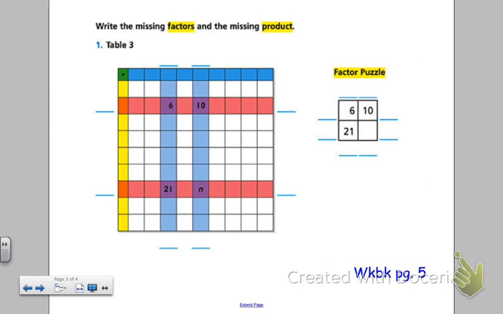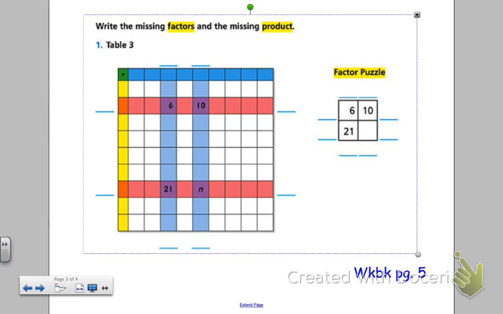Now, if you take a look in your workbook, look at workbook page 5. Here we have a multiplication table that's not completely filled out. Just a couple numbers are in there. And what we're going to do is try to figure out what the missing factors are and then figure out what that missing product is. So let's see, what factor do you think belongs here? Let's take a look at the numbers in this column. We have a 6 and a 21. So I'm thinking this must be the 3 column.